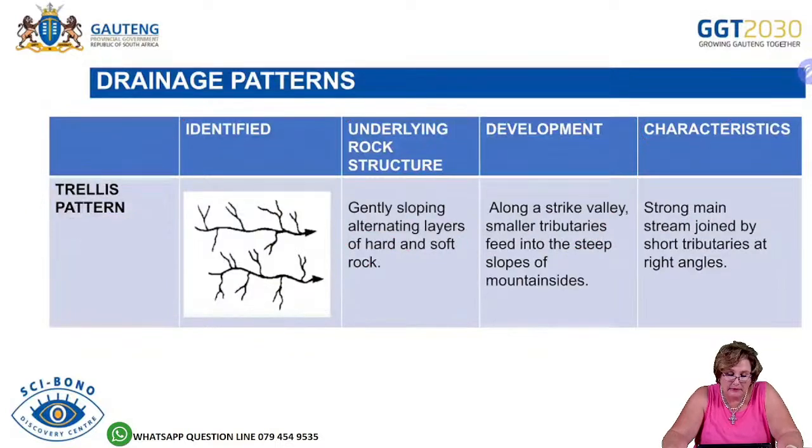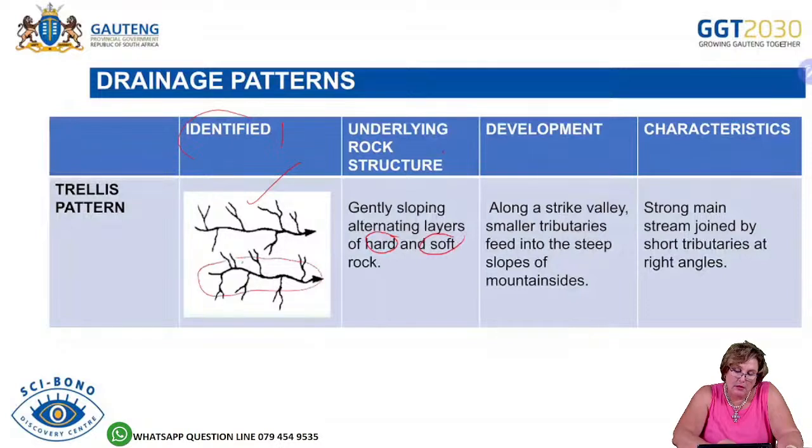The trellis pattern. This is how the trellis pattern looks. How you're going to identify it, I will show you now. Underlying rock structure: gently sloping, alternating layers of hard and soft rock. So in this part, I will have my soft rock, then hard rock, soft rock, hard rock. So it's alternating, one after the other. I have a layer that's hard, and I have a layer that is soft.